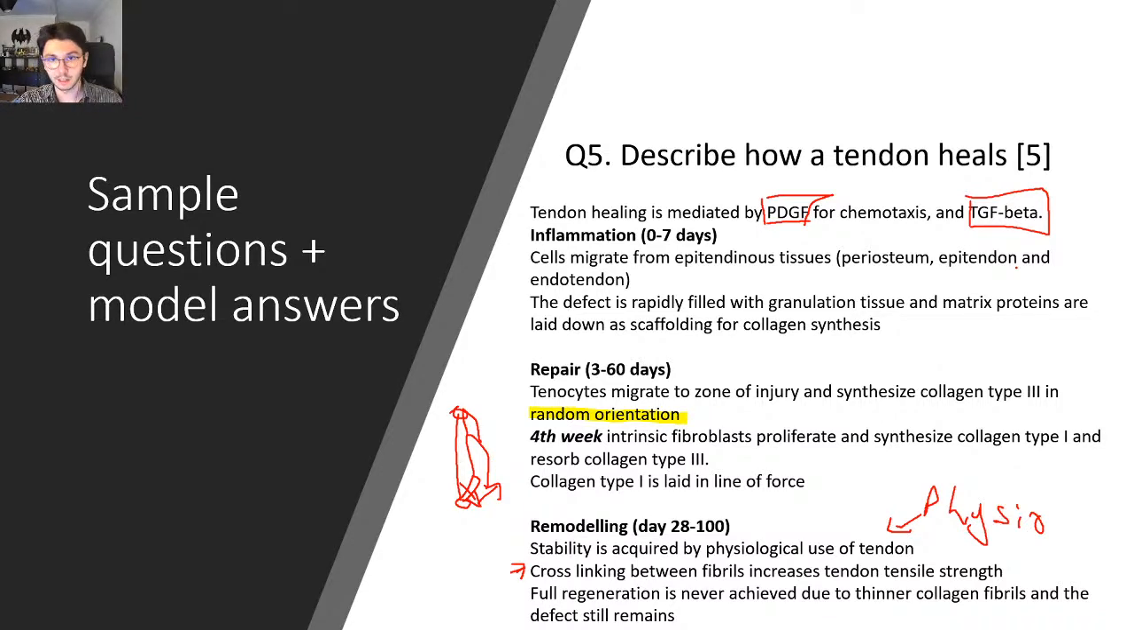But yeah, this slide roughly can apply to cartilage. It's still inflammation, repair, and remodeling. But with cartilage, it's type 2 collagen rather than type 1. And we'll be going over cartilage in a future video. Any other questions?